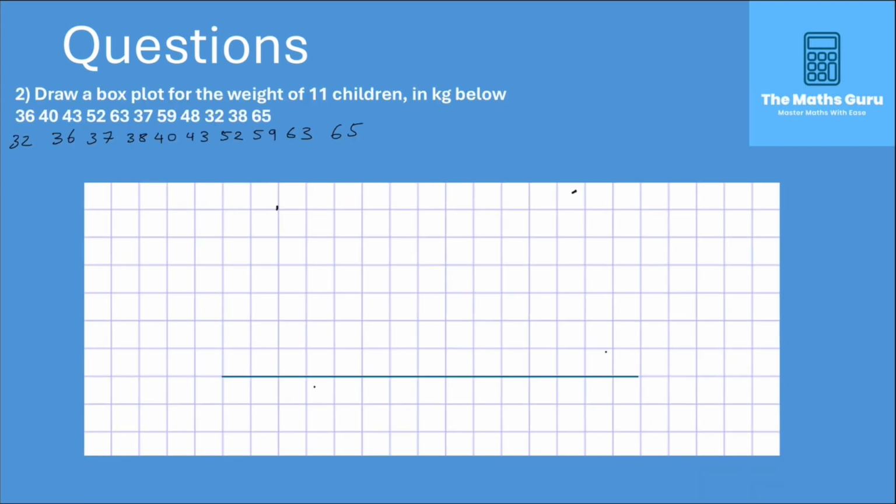Okay, moving on, we're asked to draw a box plot for the weight of 11 children in kg below. As you can see, they've given us a list of weights for these 11 children. The first thing that I've already done for you is organize it from left to right in ascending order. Now we can work out our key values, starting with our median. Remember, our median is given by the formula n plus 1 over 2, which in this case for 11 children is 11 plus 1 over 2, which is the sixth value. Therefore, the median is, counting 1, 2, 3, 4, 5, 6, going to be 43.